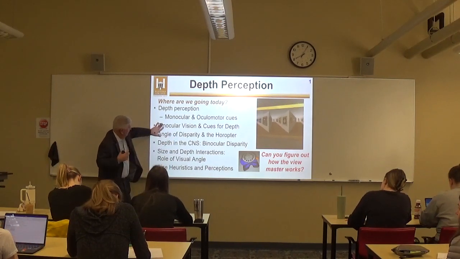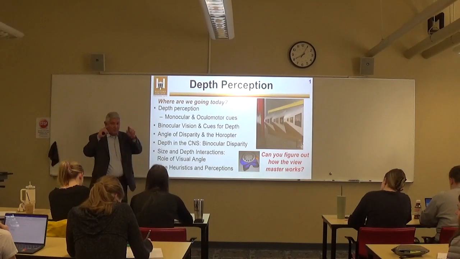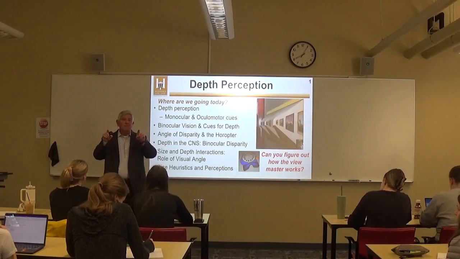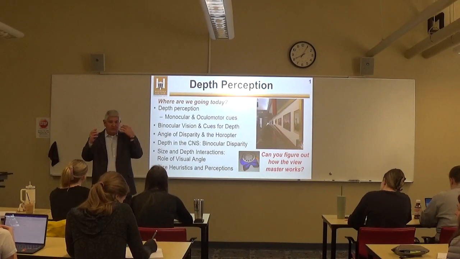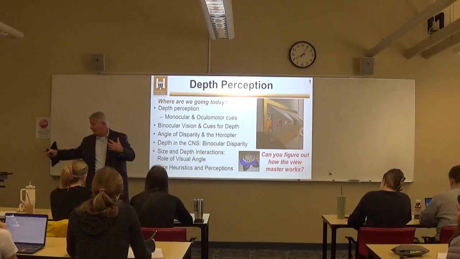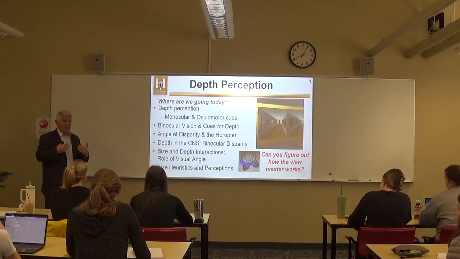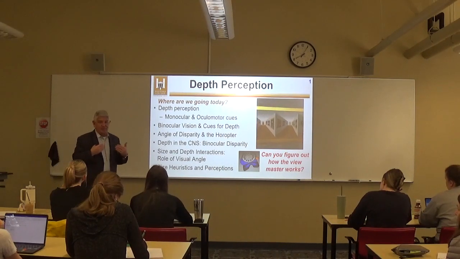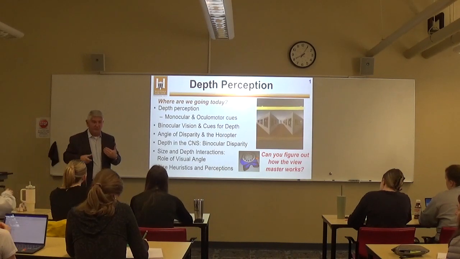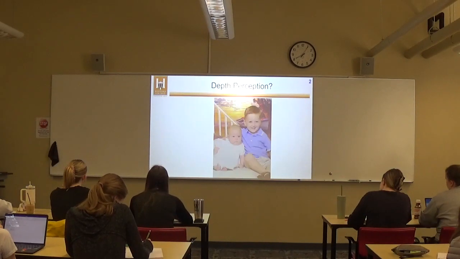And then what we'll spend most of the lecture talking about is the fact that because we have two eyes, and the image in our left eye and the image in our right eye are slightly different, as they are with the viewfinder, that generates depth perception, or three-dimensional perception. All right, so let's start with monocular cues.